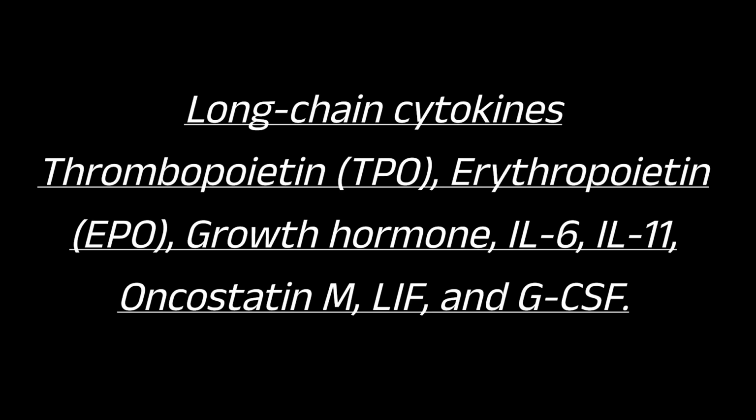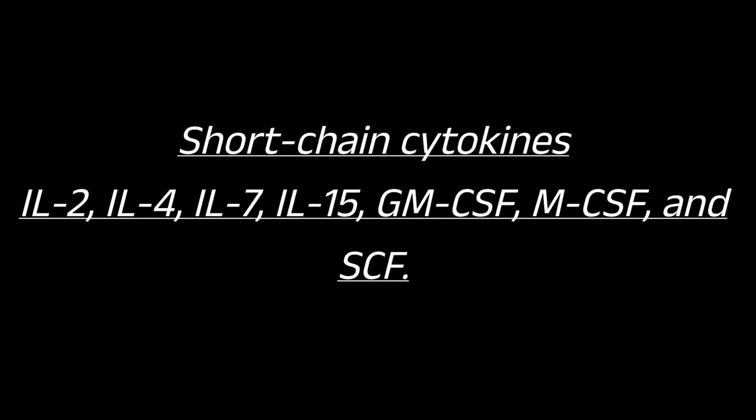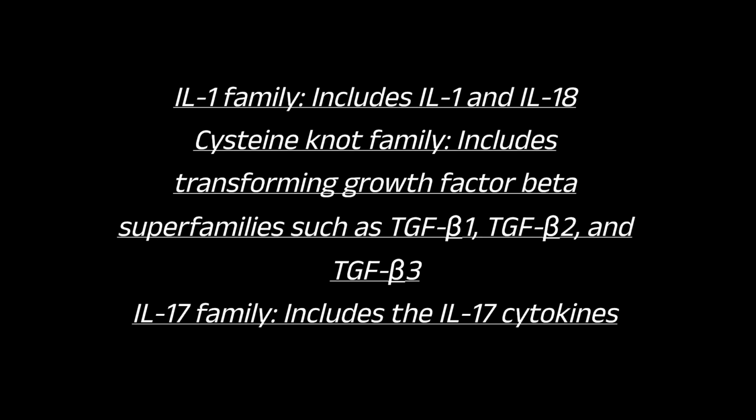The four alpha helix bundle family members have a three-dimensional structure with four bundles, including several non-immunological cytokines such as EPO, that is erythropoietin, and thrombopoietin, that is TPO. Furthermore, four alpha helix bundle cytokines can be grouped into long chain and short chain cytokines. The IL-1 family, primarily including IL-1 and IL-18, and the IL-17 family, which has yet to be completely characterized, have a specific effect in promoting proliferation of T cells. The cysteine knot cytokines include members of the transforming growth factor beta superfamily, including TGF beta 1, TGF beta 2 and 3.